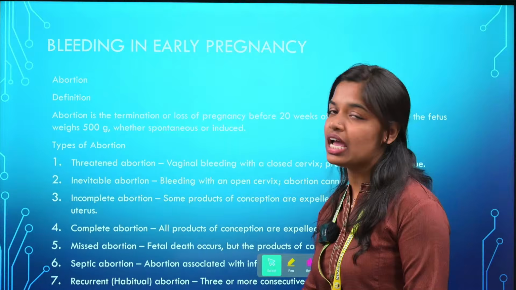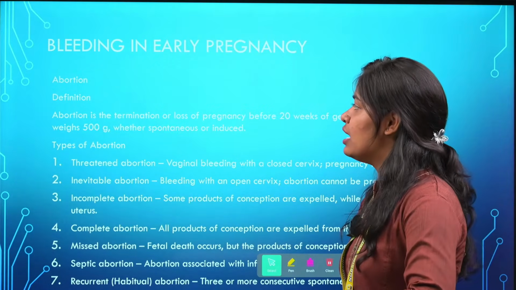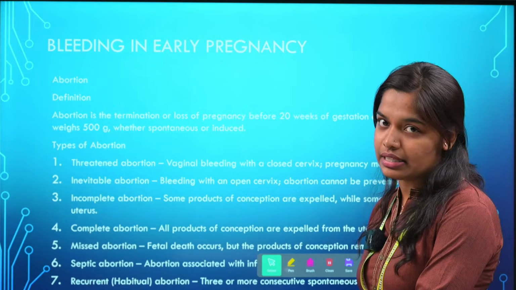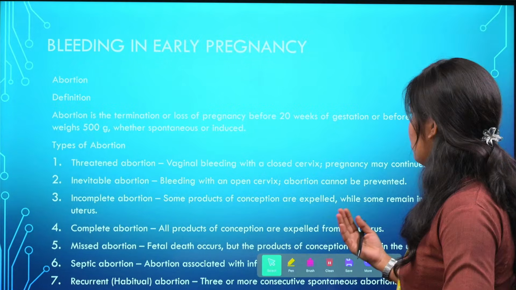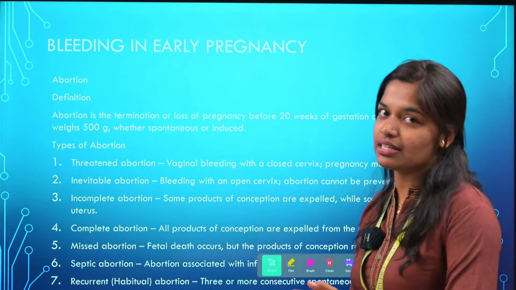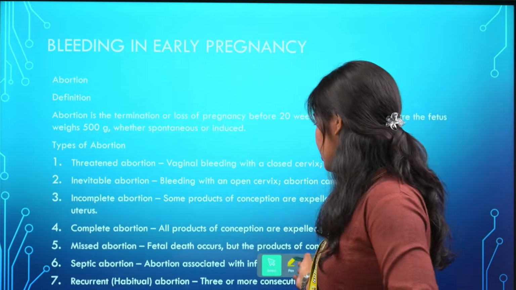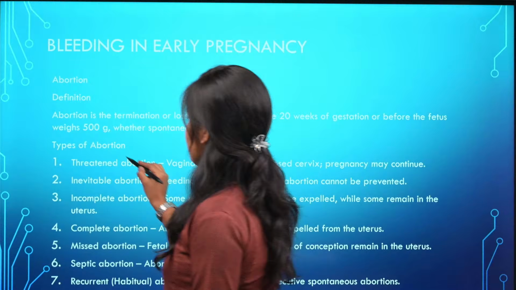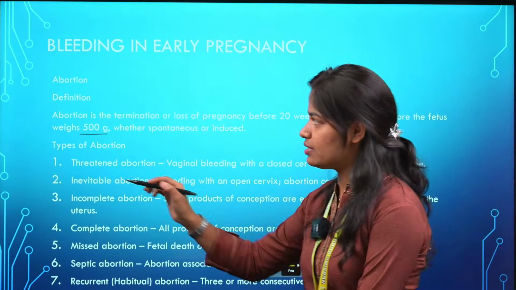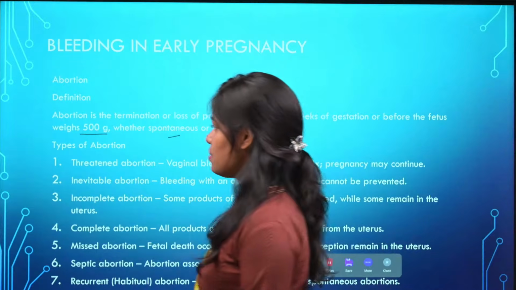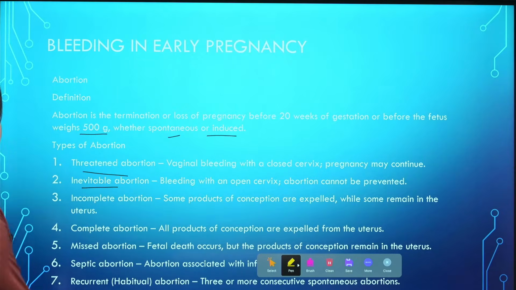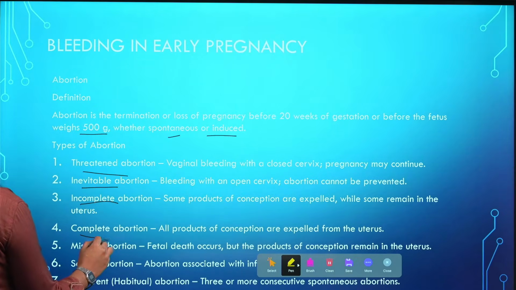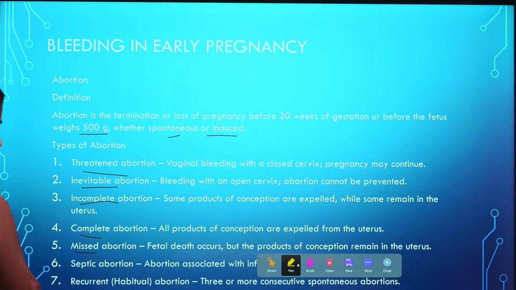In that, the first one is abortion. Abortion is the termination or loss of the pregnancy before 20 weeks of gestation, or before the fetus reaches 500 grams of weight. This we call abortion. The types: first one is threatened abortion, inevitable abortion, incomplete abortion, complete abortion, missed abortion, septic abortion, and recurrent abortion.